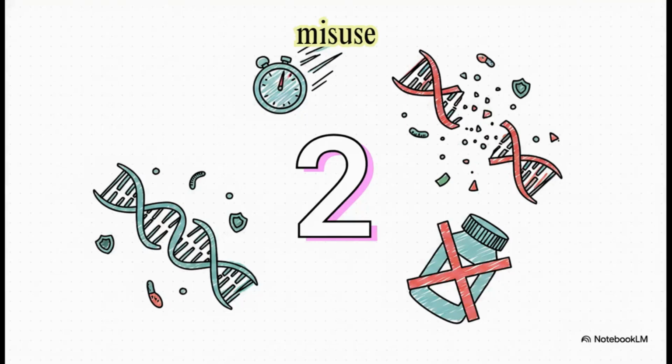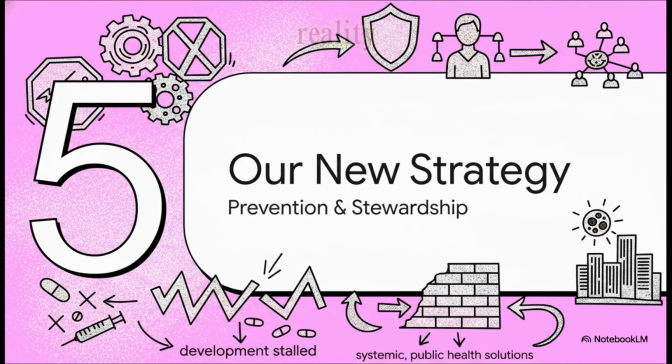And all of this misuse has led us to a frankly terrifying statistic. Just 2 years. On average, resistance normally appears within just 2 years of the introduction of a brand new antimicrobial agent. We are burning through our pharmacological arsenal at a totally unsustainable rate. That sobering reality leads us right into our final act, Section 5, our new strategy, prevention.